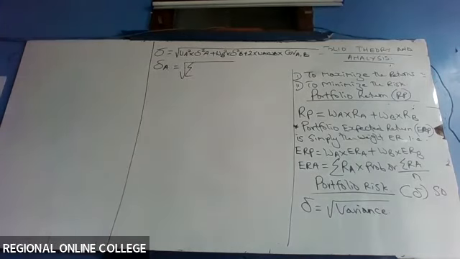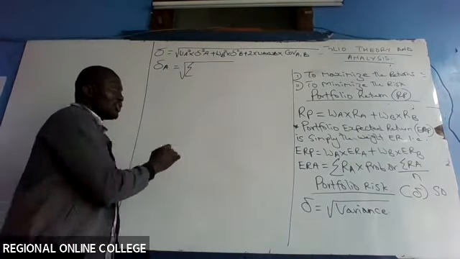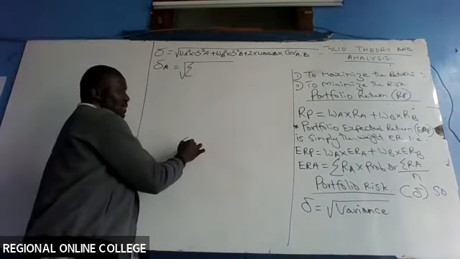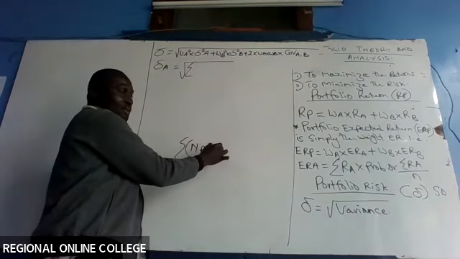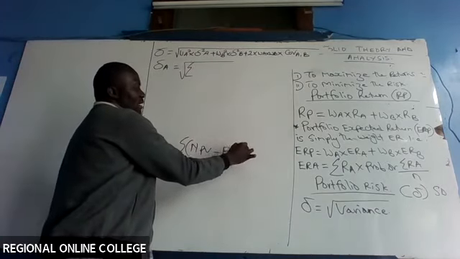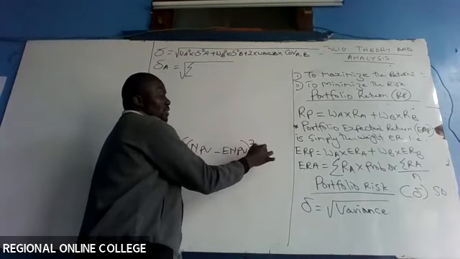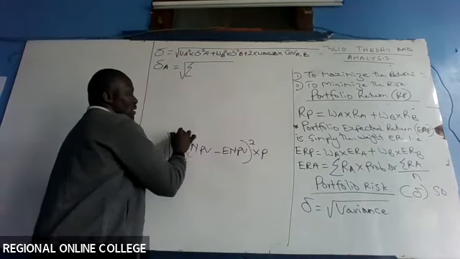Remember where we were talking about the standard deviation of expected NPV. How are we getting that standard deviation? Summation of NPV minus expected NPV squared times what? That is what we are looking for.